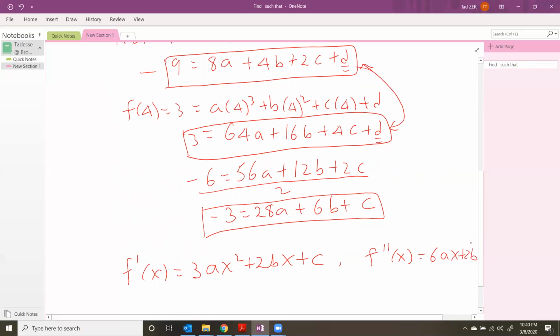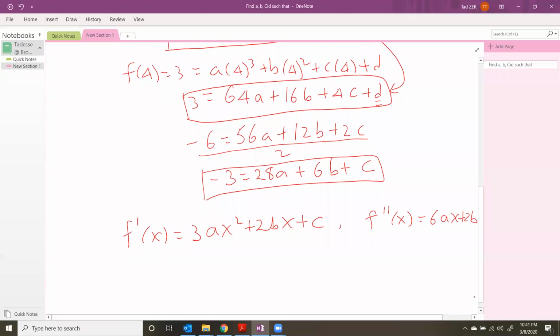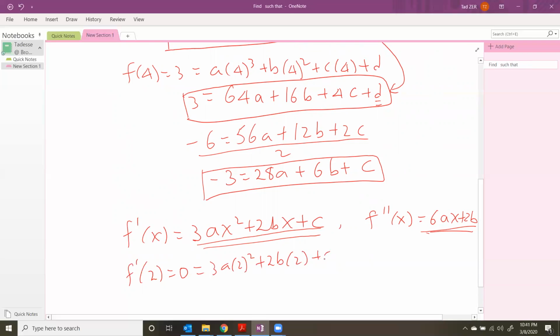Now, because I have critical numbers at 2 and 4, and this derivative always exists since it's a polynomial, and the same goes for the second derivative, the only option is this: if it is a critical number, the derivative at 2 must be 0. So at 2, let me write it so that you will be clear: 2 squared is 4, and 4 times 3 is 12a plus 4b plus c.